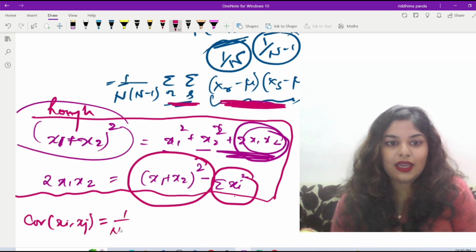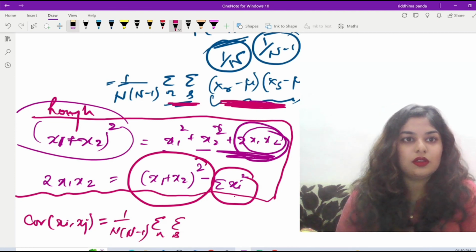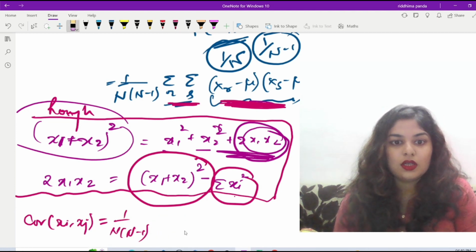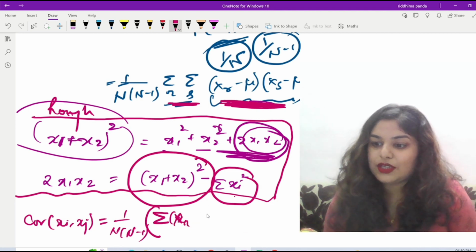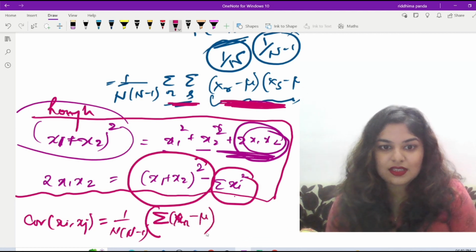1 by n into n minus 1 summation r summation s. Sorry, not summation here, because that is what we are going to use the formula. So in place of summation of this, what we are going to write down? We are going to write down summation xr minus mu. This is our term. So the whole square, right?